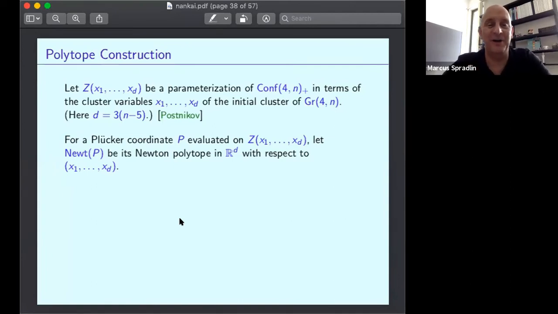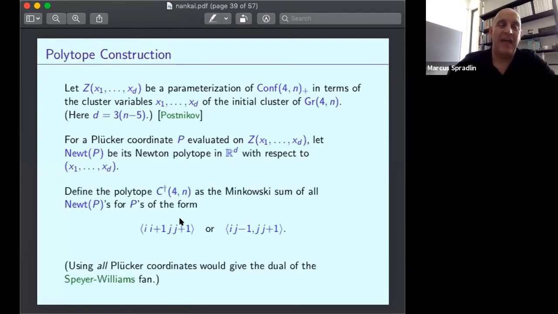And 2 talks ago, we also heard about the application of Newton polytopes in another guise in physics. So it's kind of cool that everything's coming together. And then we define the polytope we call C dagger as the Minkowski sum of all of the Newton polytopes for a very special class of Plücker coordinates. Now, let me just comment very briefly on this. You have some choice here in how to define your polytope. If you use all Plücker coordinates, that would give you the dual of the Speyer-Williams fan.